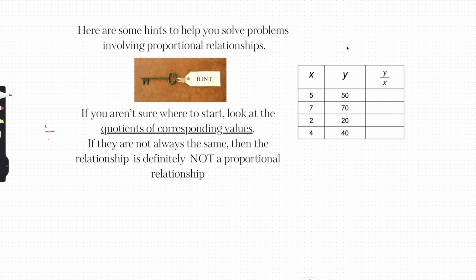So, for example, take a look at this table over here. Again, we have x values and y values. And by now you know that to get the constant of proportionality, all these values need to be the same. So when we do y divided by x, 50 divided by 5 is 10. 70 divided by 7 is 10. 20 divided by 2 is 10. And 40 divided by 4 is 10. So based on these numbers, we can say that the data in this table is proportional.